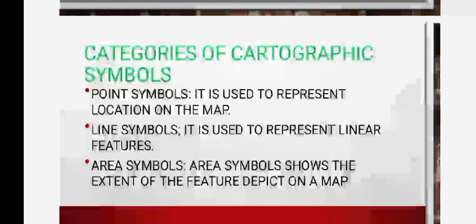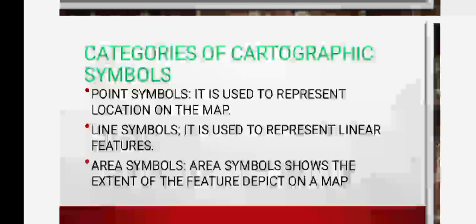For point symbol, it is used to represent location on the map, that is XY coordinate on the map, okay. It could be a shop, it could be a tree, could be a borehole, could be a well, that XY coordinate. So it is used to represent features that are only an XY coordinate, which is point, that is location.